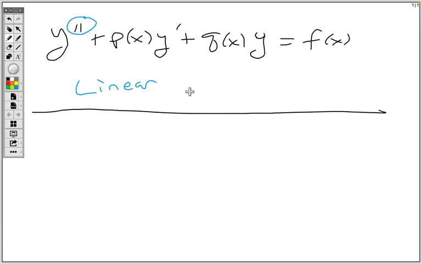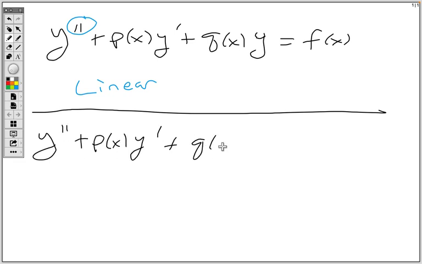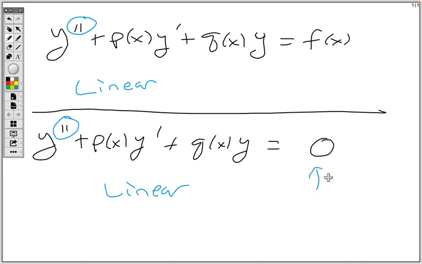And then we focused in on equations that look like this: y double prime plus p of x y prime plus q of x y equals 0, which are second order linear. And since we've got it equal to 0, these are homogeneous differential equations. Okay?